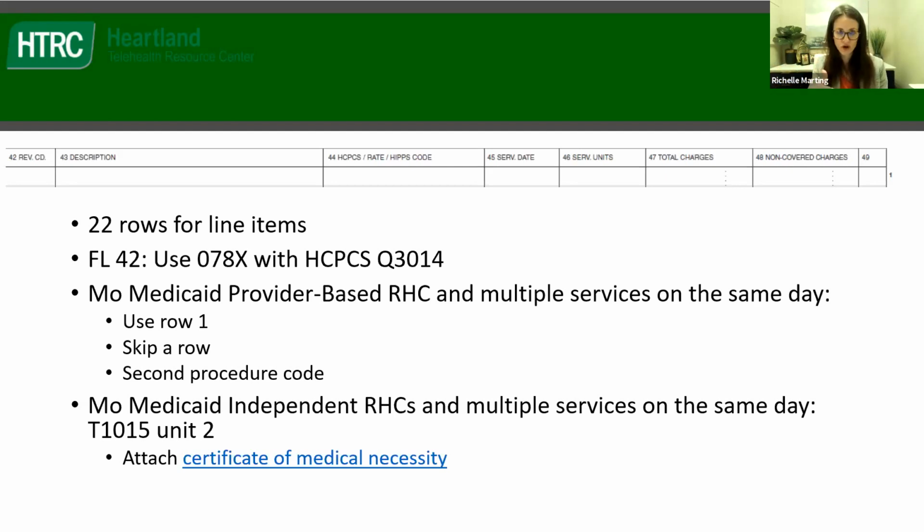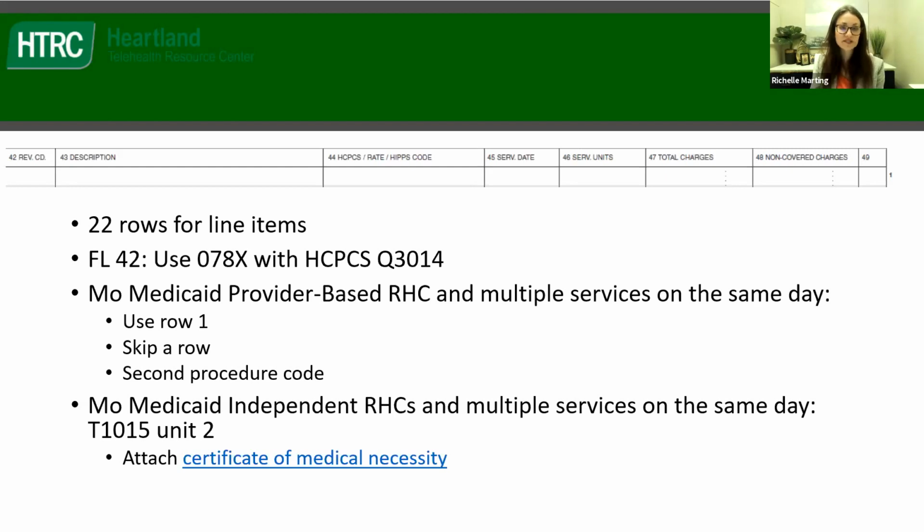There's 22 rows on the UB04 claim form to describe different services. And a lot of times if we've got a facility like a skilled nursing facility, home health agencies, hospital inpatient services, 22 lines isn't even enough. So we end up with multiple pages of a claim form describing all of the revenue codes and the HCPCS codes that have been provided.